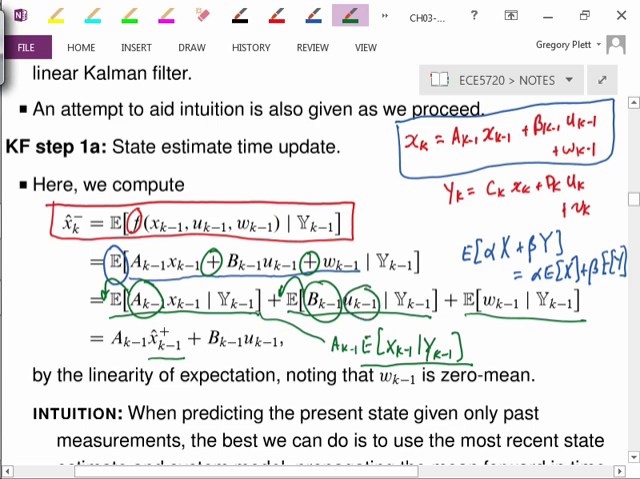The u signal is a deterministic signal in the sense that it's measured. It's not a random variable. So the expected value of something deterministic is itself. So I simply write that as B times u then. And finally, we have said that we are assuming the noise process w is zero mean, so the expected value of w is 0.